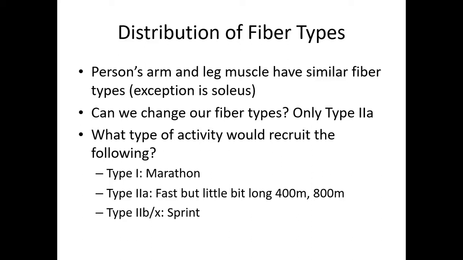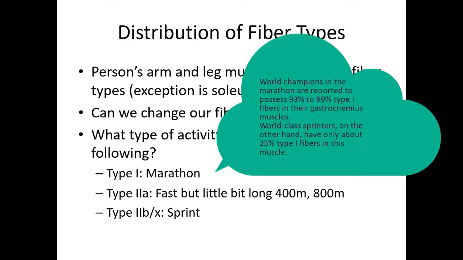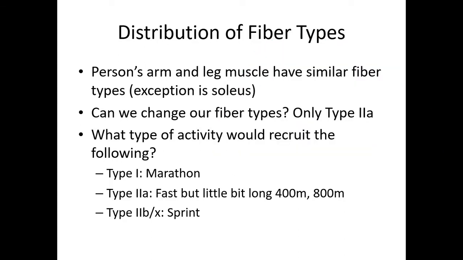World champions in the marathon are reported to possess 93% to 99% type 1 fibers in their gastrocnemius muscle. World-class sprinters, on the other hand, have only about 25% type 1 fiber in this muscle.